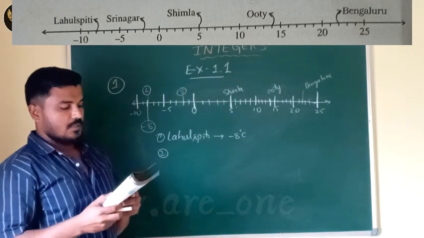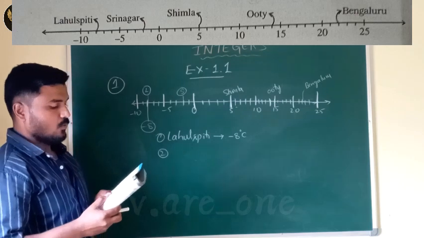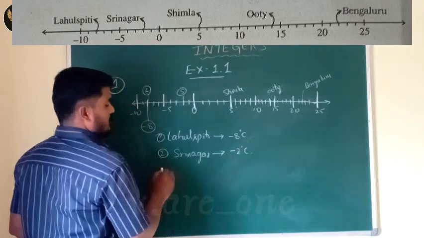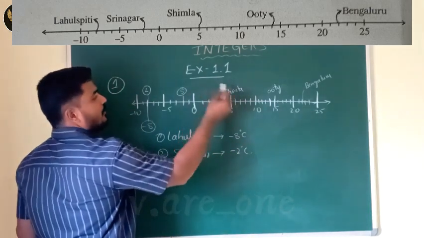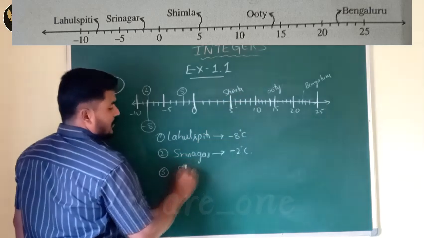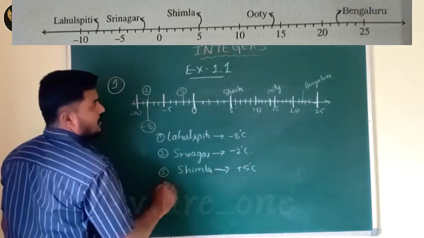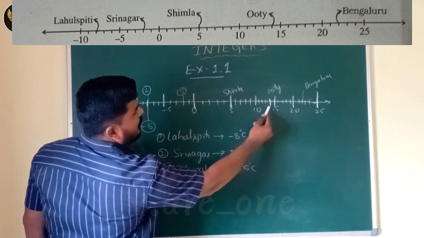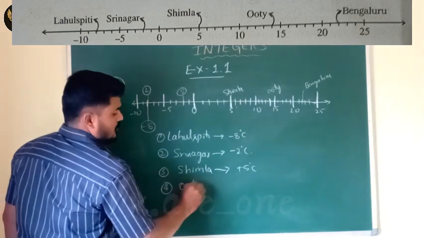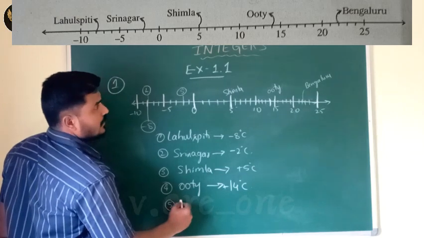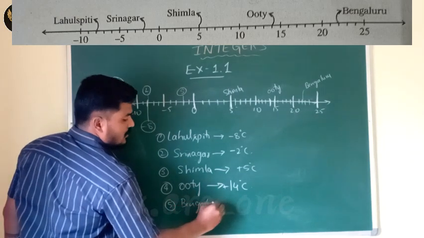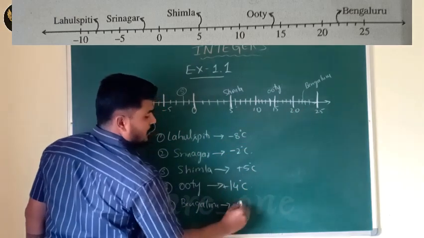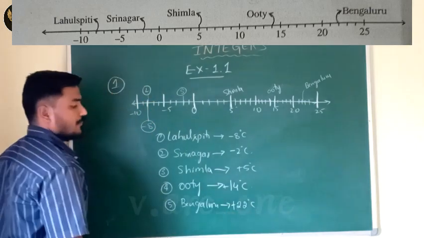Next, Srinagar is on the left side of 0, 2 points on the left side, that is -2 degrees Celsius. And that is Shimla. Shimla is on the right side of 0 by 5 points, that is +5 degrees Celsius. After that, Ooty is marked after 10 on the right side by 4 points, it becomes 14. And the last one is Bengaluru. On the right side of zero, after 20 by 2 points, it becomes 22, plus 22 degrees.